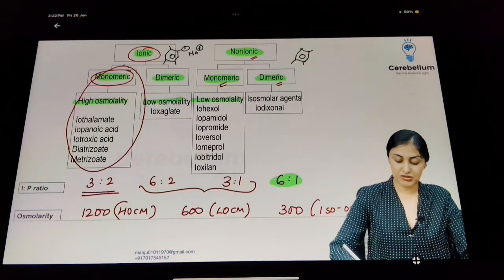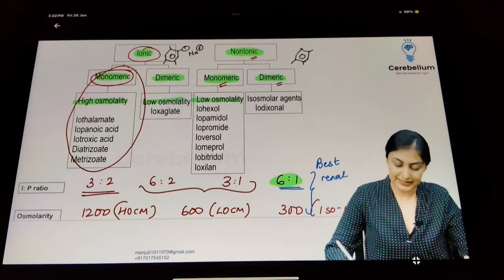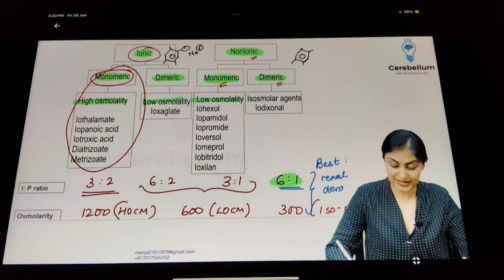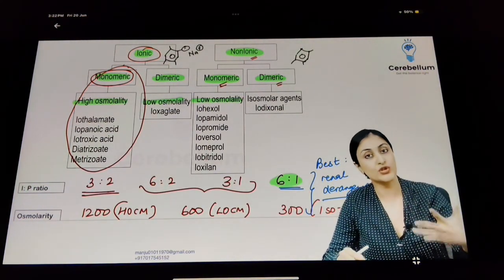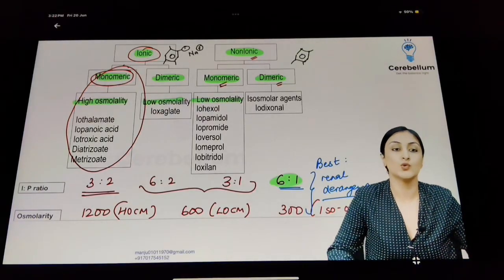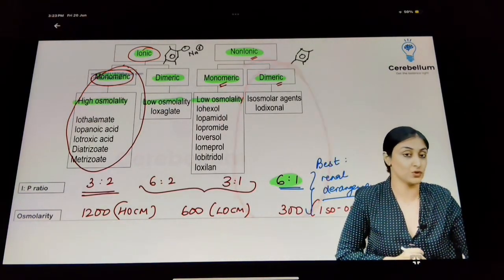Now because this is iso-osmolar and has the best iodine particle ratio, this is what is best for renal failure. In any patient who has any renal derangement, right? Obviously we will never use it below a GFR of 30, but if you have a high risk factor where the GFR is more than 30, like somebody who's diabetic, somebody who has hypertension, so somebody who has deranged renal function but is not yet a contraindication, the one we will prefer is the non-ionic dimer.